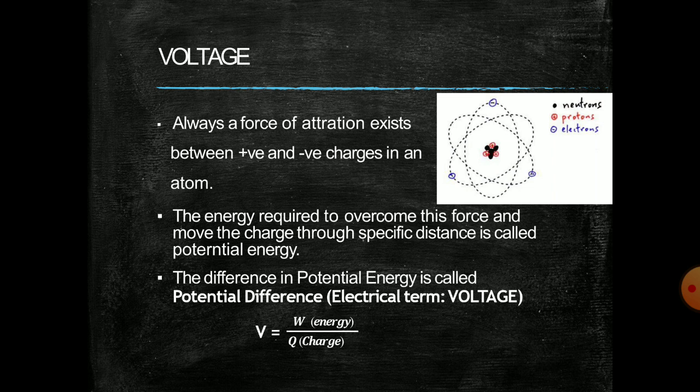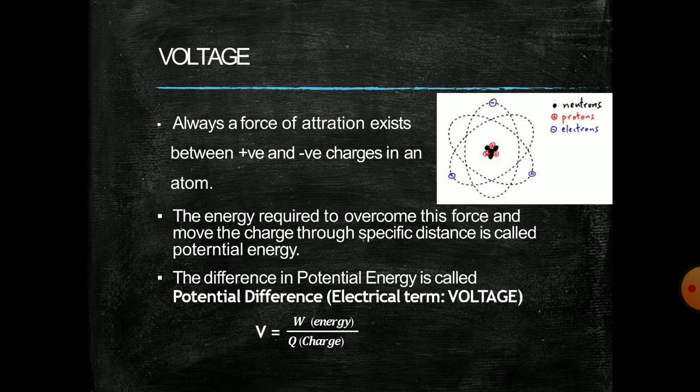What is voltage? A force of attraction always exists between the positive and the negative charges in an atom. The energy required to overcome this force and move the charge through a specific distance is called potential energy. The difference in potential energy is called potential difference, the electrical term, that is voltage. So voltage is equal to energy divided by charge. That is the way we can define the voltage.